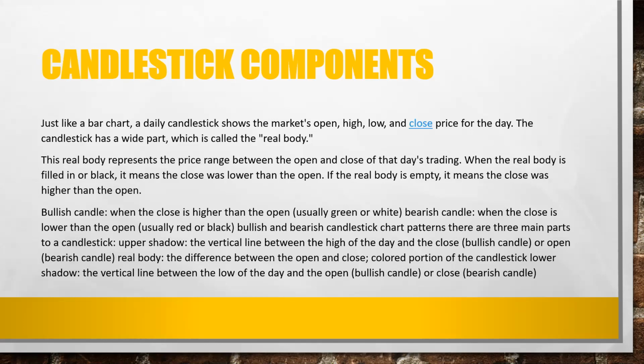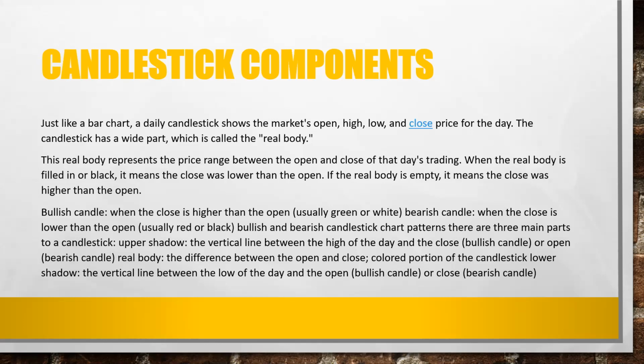So we've got two types of candles: a bullish candle and a bearish candle. A bullish candle shows a movement of price to the upside. A bearish candle shows the movement of price to the downside. For a bullish candle, the close is higher than the open, usually green or white. For a bearish candle, the close is lower than the open, usually red or black.